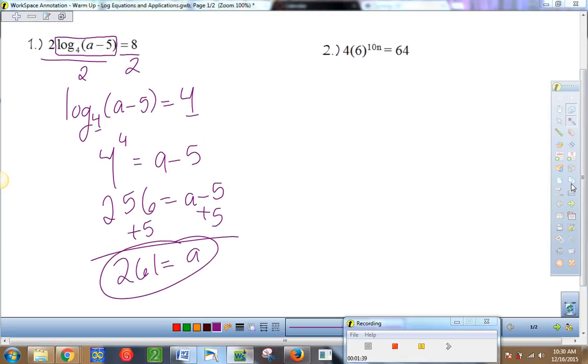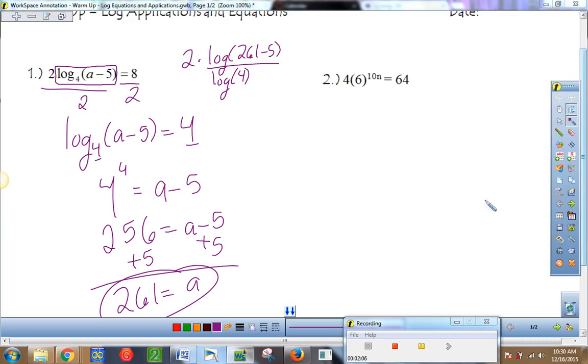If you put into your calculator 2 times log of 261 minus 5 divided by log of 4, that's that change of base formula, it should equal 8. Very nicely. It should equal 8. Okay? Alright, how about number 2?